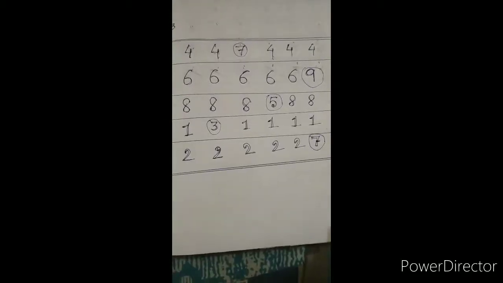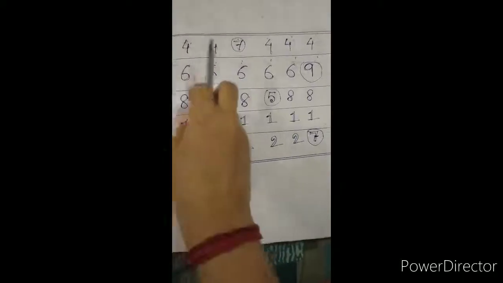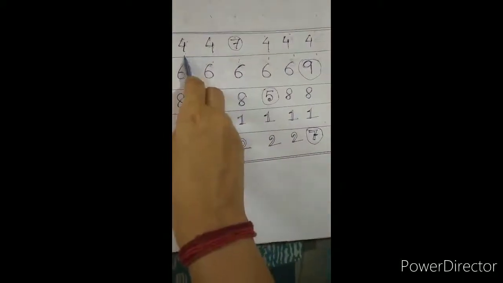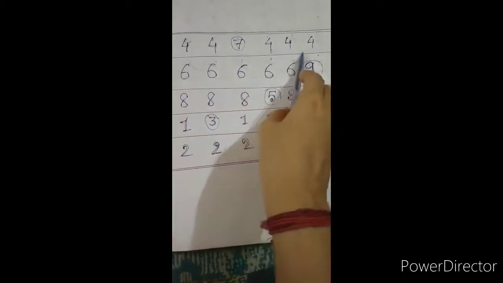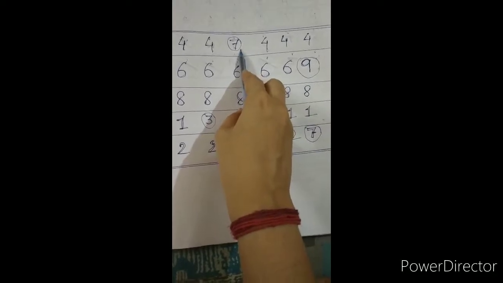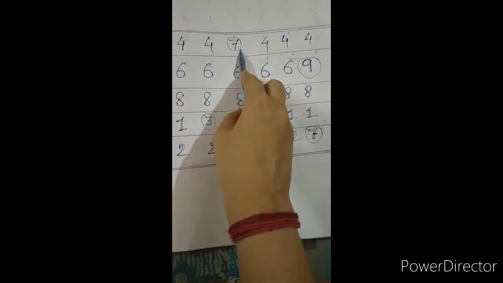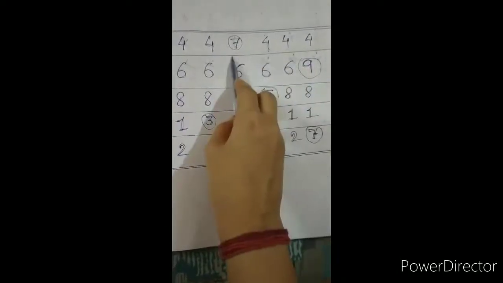Here is a table chart where we can see from the first row 4, 4, 7, 4, 4, 4. Which is the odd one? 7 is the odd or different one, which is different from others.